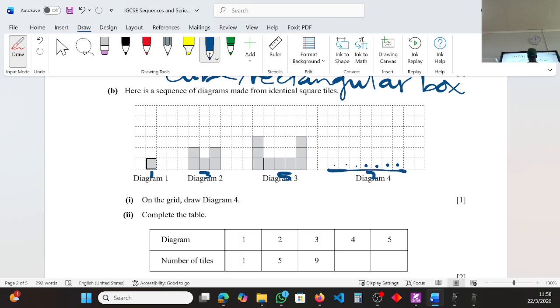Draw a square like this. Now, if we check vertically, the number corresponds to the number of tiles going up. So we expect to have 4. It's 1, 2, 3, 4, like this.